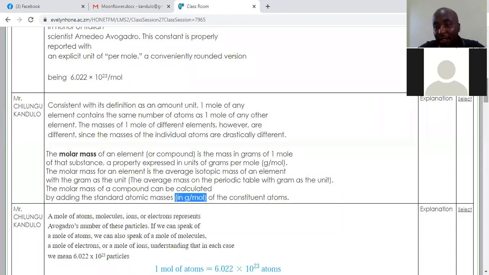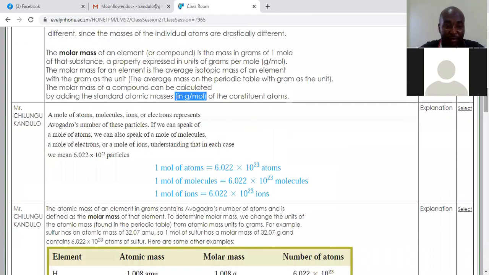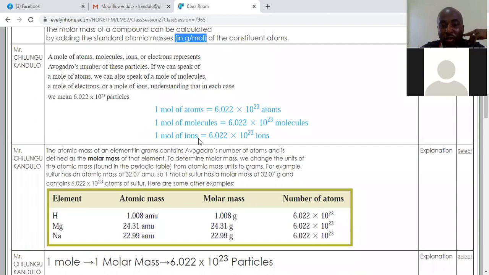So those are the things. So this relationship, guys, is very important. This is what we're trying to explain. 1 mole of this represents Avogadro's number of these particles. 1 mole of atoms, molecules, ions, or electrons represents the Avogadro number of these particles. Meaning 1 mole of atoms is 6.022 times 10 to the power 23 atoms. 1 mole of molecules is 6.022 times 10 to the power 23 molecules. 1 mole of ions is 6.022 times 10 to the power 23 ions. Meaning 1 mole of electrons will also be 6.022 times 10 to the power 23 electrons.